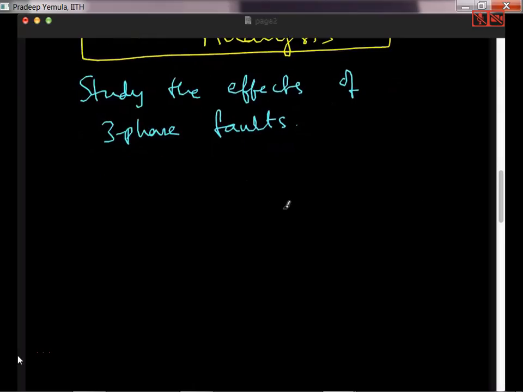So consider there is a generator, and the generator is actually a three-phase generator. It is connected to a bus bar. This is a single line diagram. So there will be A phase, B phase, and C phase, so there will be three bus bars for three phases. This is just a single line diagram, and the fault occurs at this bus bar.